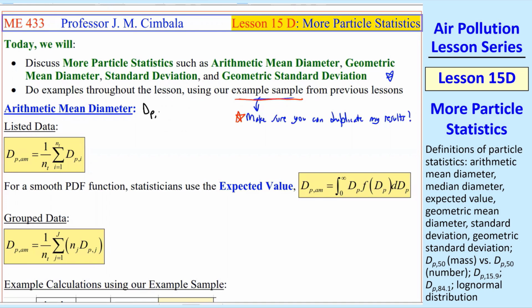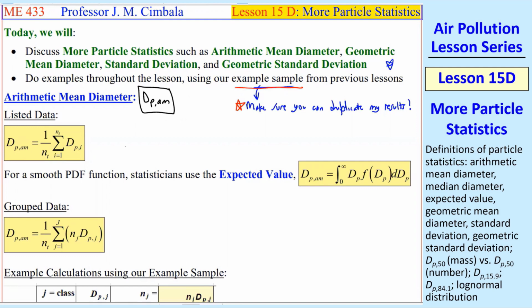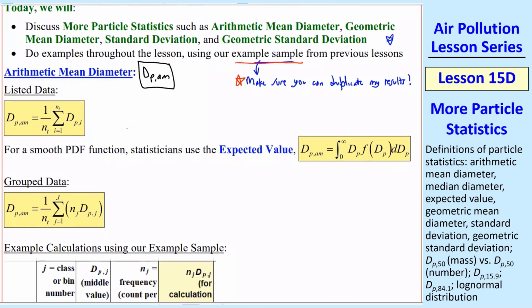The first one is called DPAM, arithmetic mean diameter. For each of these cases, I'm going to show you how we do it with listed data and then with group data. For listed data, this is just a simple average. We add up all the particle diameters and divide by the total number.